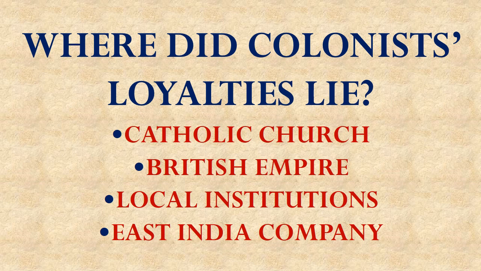So where did the colonists' loyalties lie then, based on these realities of their political lives? They lie with the Catholic Church, with the British Empire, with their local institutions, or with the East India Company. As I've illustrated in this lesson, their loyalties were primarily focused on their local institutions, their churches, their companies, their local community, their friends and neighbors who they shared things with. This is why they really started to think of themselves as Virginians or Pennsylvanians or Georgians rather than thinking themselves any longer as Englishmen. Even though they used the name Englishmen, they thought of themselves as part of communities here.